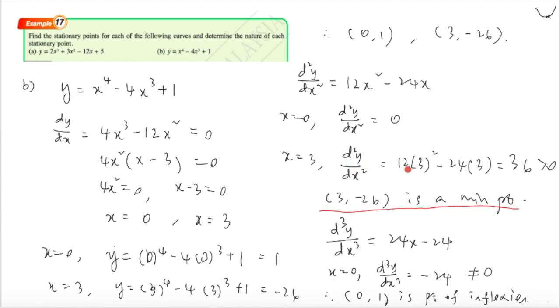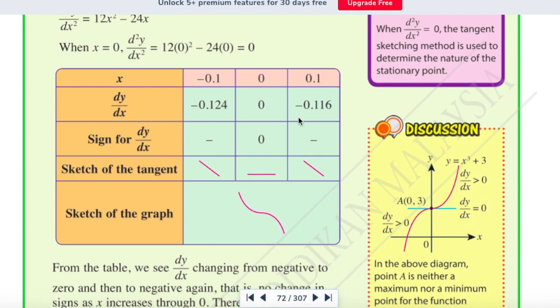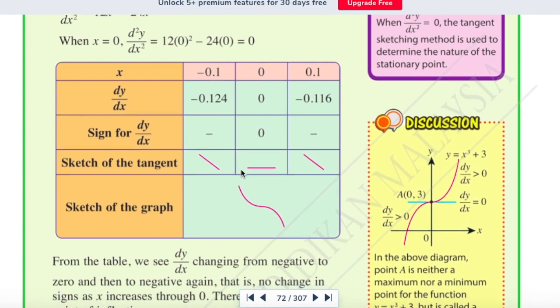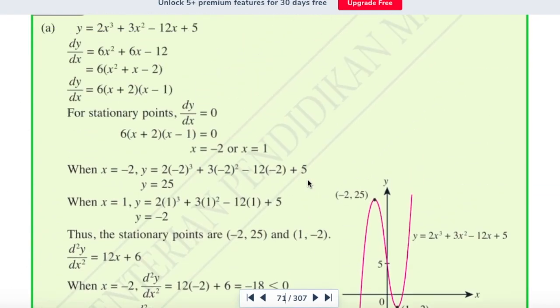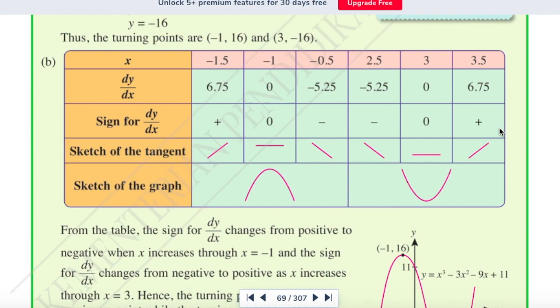So first, d2y/dx2 more than 0 is a minimum. Second, (0, -1) is a point of inflection because d2y/dx2 equals 0 and d3y/dx3 is not equal to 0. Then only can we say it's a point of inflection. For proof, you can do this method, or use your textbook: find dy/dx one by one and sketch, then you will confirm it is an inflection. Use this method to confirm whether it is maximum or minimum if you forget the other one.